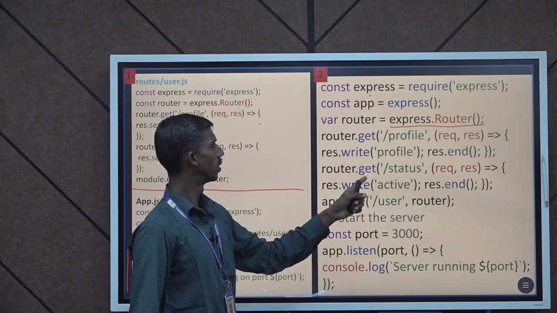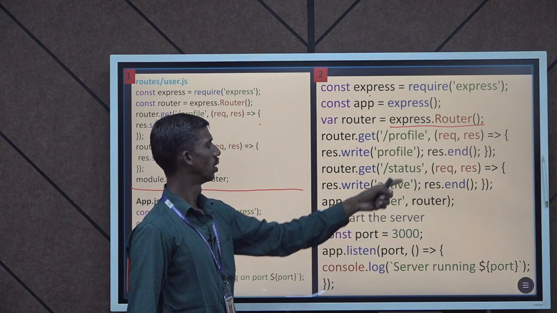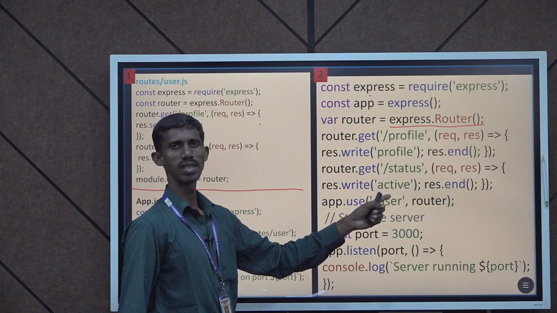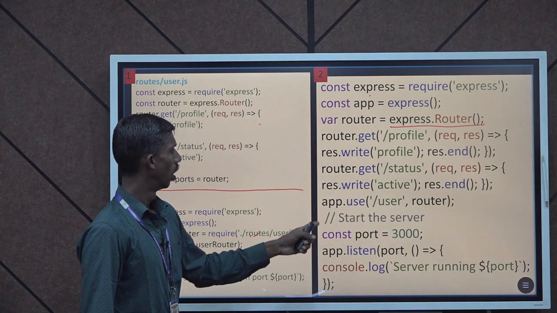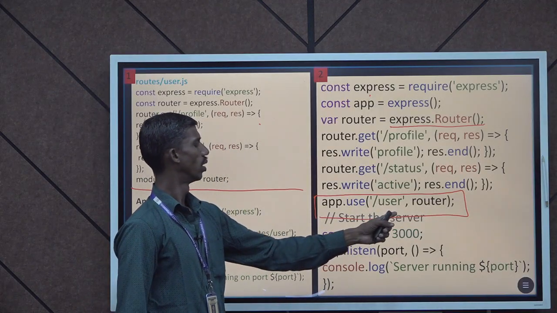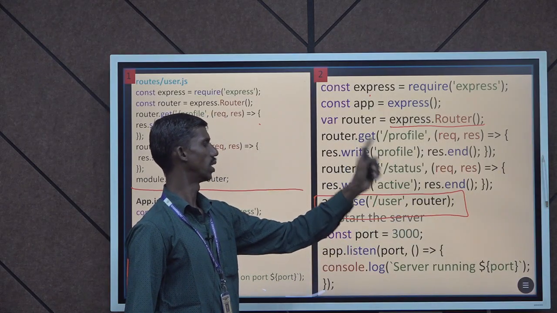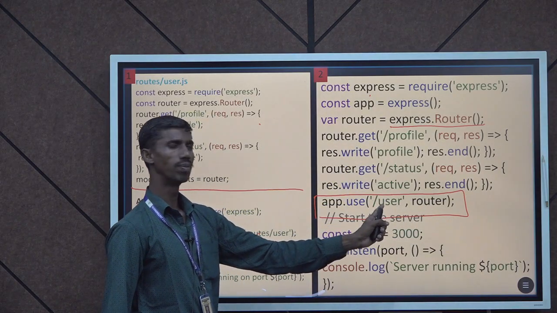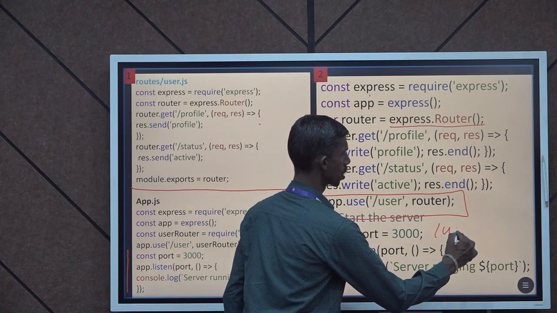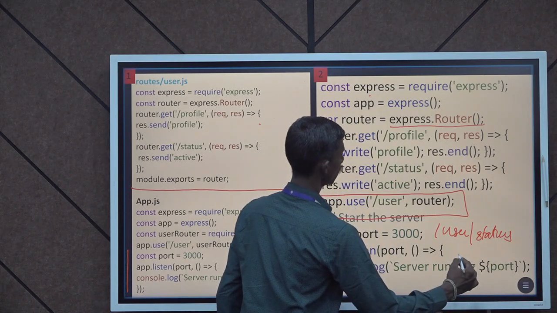The second GET method is the status, whether the user is active or not. When the endpoint is the status, it displays the result as active. After the completion, here we are using the user as the endpoint for the given router. The router is assigned to the user endpoint. When we hit user slash status, it prints the result as active.